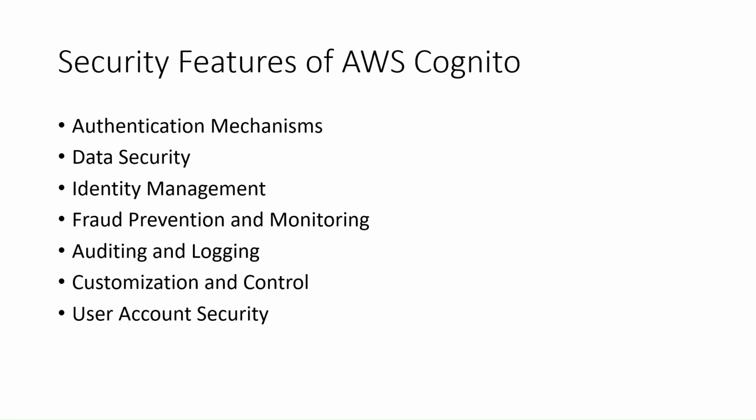And the last thing is user account security. So AWS Cognito ensures users verify their email or phone number during sign up, so it reduces fake accounts. It also offers a secure way for users to recover their account, like sending a reset link to their email address. And also the admin can block a user or force logout to handle suspicious activities.